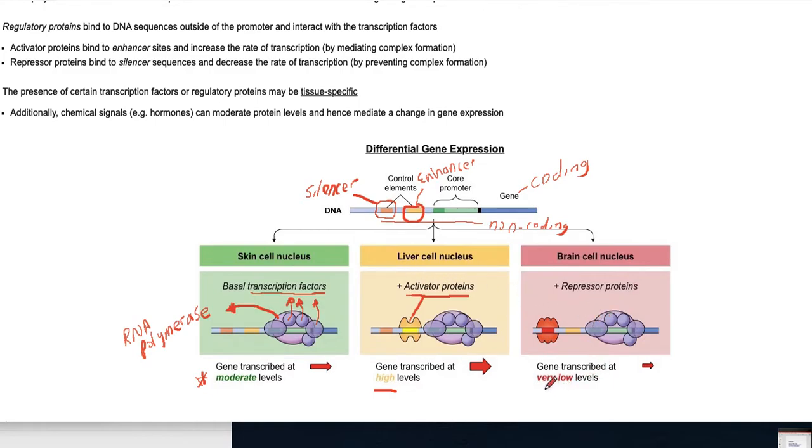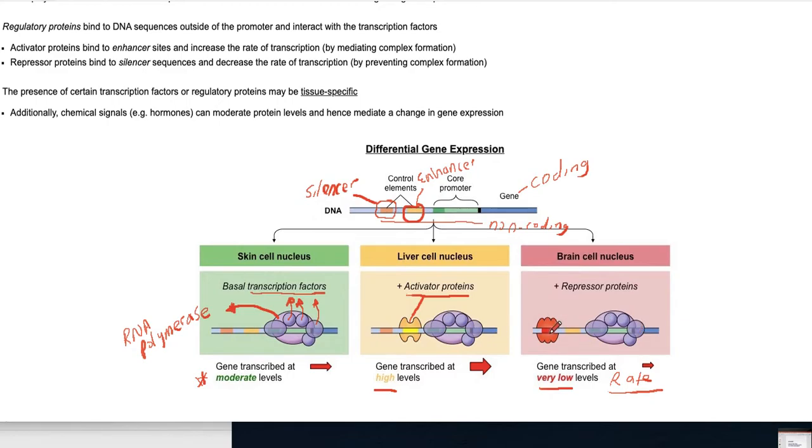Now, the opposite happens when you want very low levels of a protein. That means that the gene needs to get transcribed at very low levels, so kind of slowly. Remember, when I say low levels, I mean a low rate. So if you're a brain cell nucleus and you need, for example, low levels of proteins inside your cells, then what's going to happen?